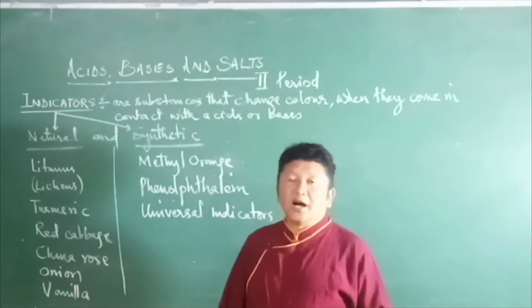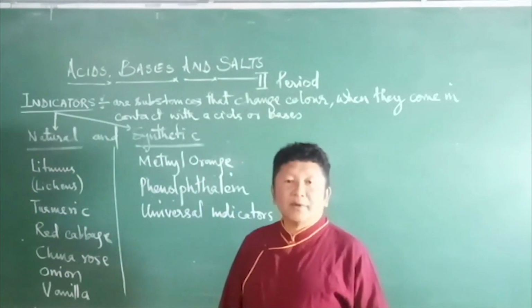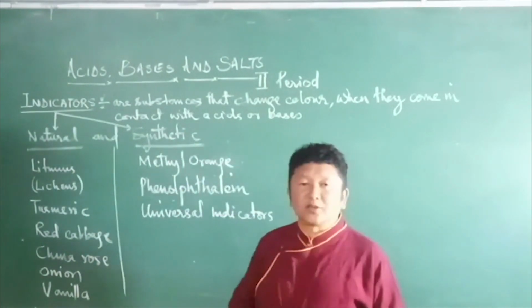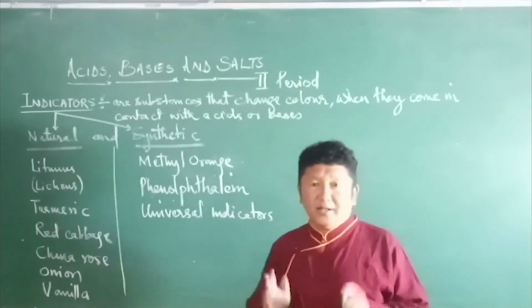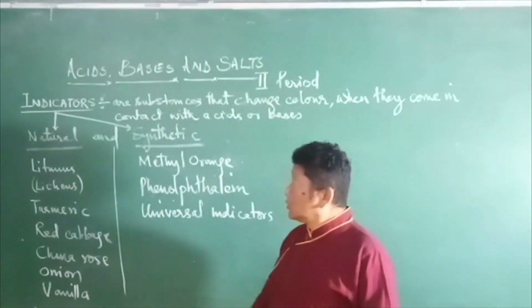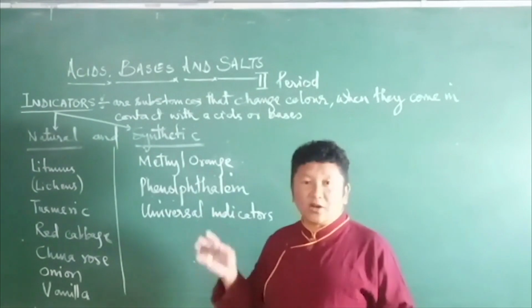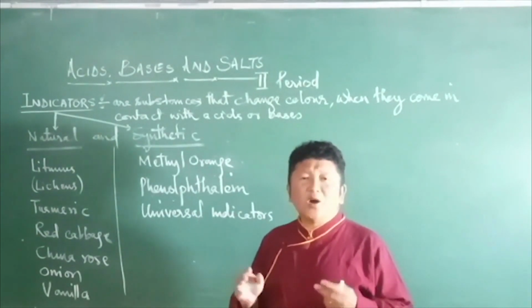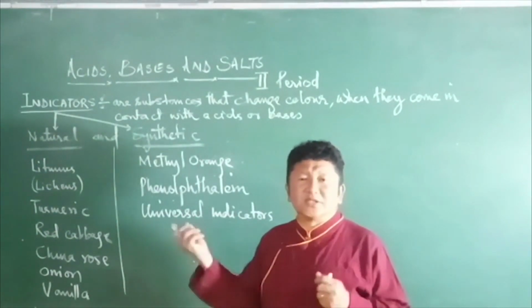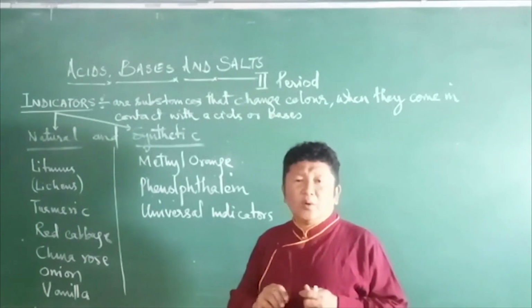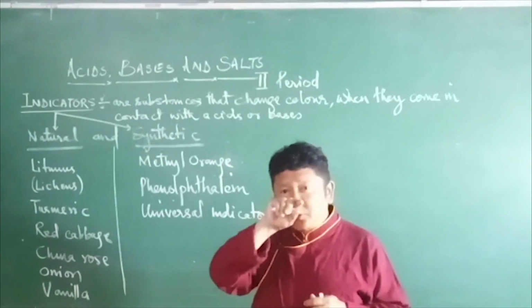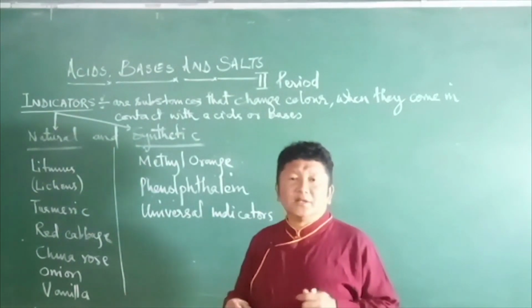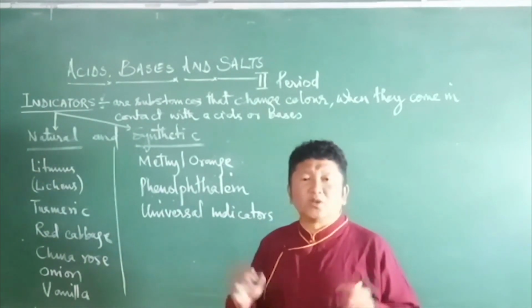Natural indicators are indicators which are not man-made. Synthetic indicators are those indicators which are man-made or prepared in a laboratory. Okay, so in this manner, indicators are of two types. Now, how do we make use of these indicators? Which types of indicators change into which types of color with acids or base?